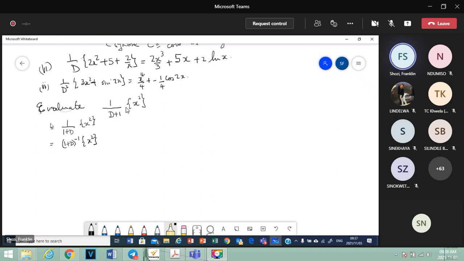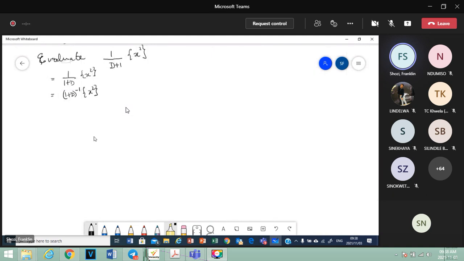Let me take a pause here. Now, remember, note, if you've got a plus b to the power 2, we'll get a squared plus 2ab plus b squared. What if we've got a plus b to the power minus 1 or minus 2, or whatever the case might be? Then in this case, we use binomial expansion. I hope you did this at S1.